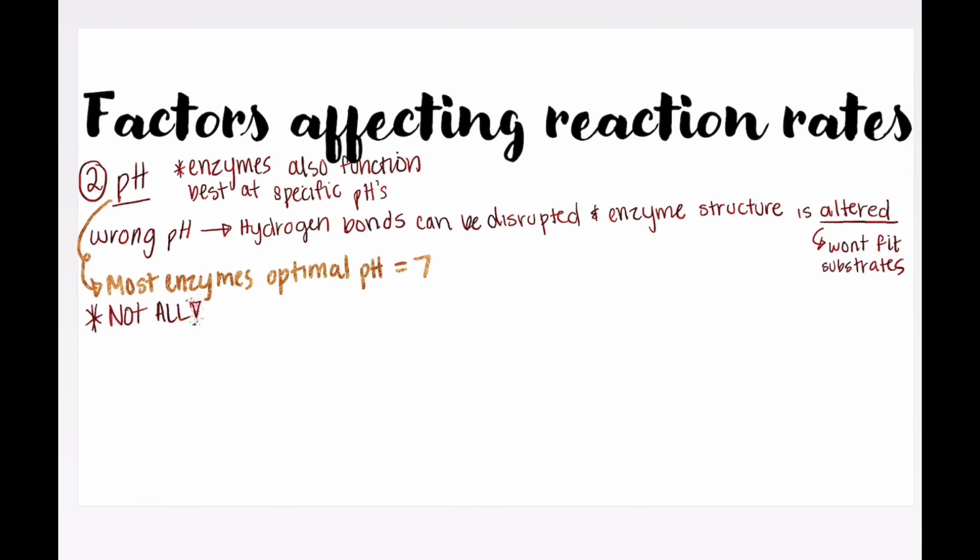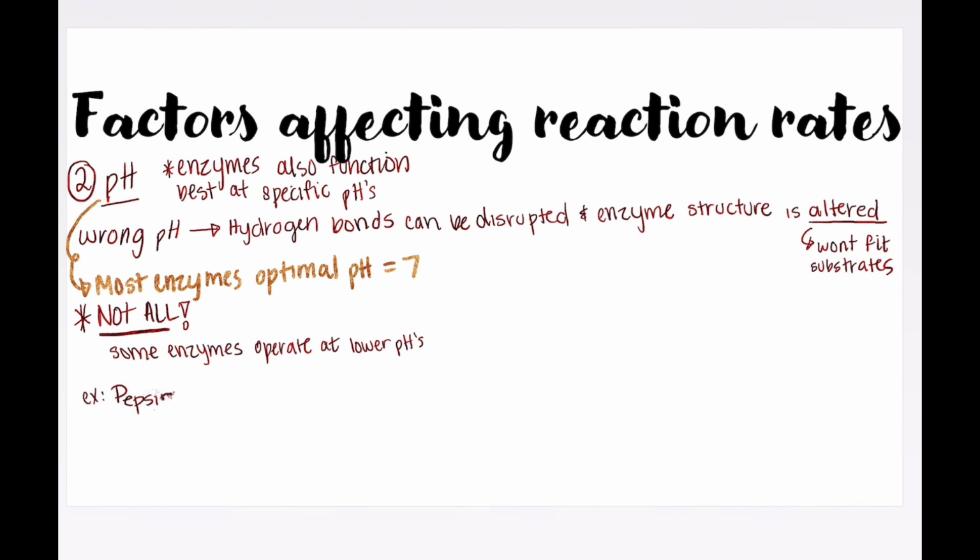However, that's not going to be all of your enzymes. It's important to remember that there are enzymes that will not have 7 as their ideal pH. Some enzymes will operate at lower pHs. So for example, pepsin, which is a digestive enzyme found in your stomach. Okay, so the enzyme pepsin will function at a pH of 2. And the same thing with lysosomes. They will also function best at a pH of 2.